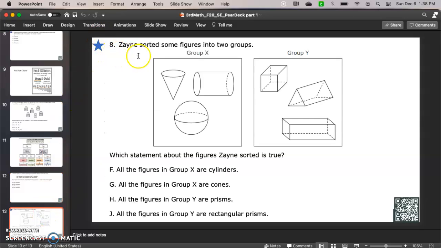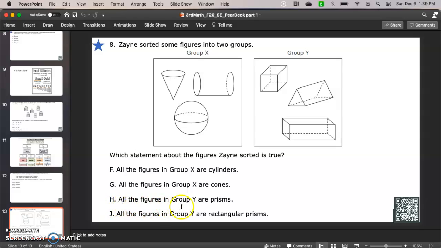Question 8. Zane sorted some figures into 2 groups, Group X and Group Y. Which statement about the figures Zane sorted is true? F, all the figures in Group X are cylinders. G, all the figures in Group X are cones.